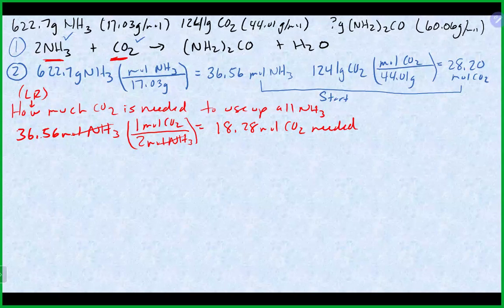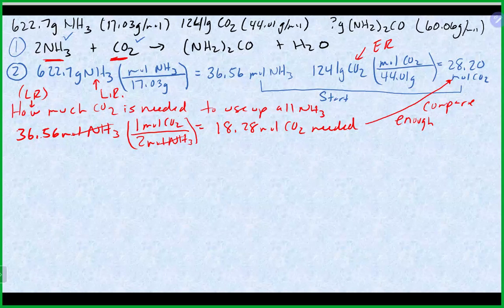At this point, we can compare how many moles of CO2 we need to how many moles of CO2 we started with. On that comparison, we see that we need about 18 moles. We have 28 moles to start with. We do have enough. Because we have enough, the CO2 here is our excess reagent, and by default, the NH3 is going to be our limiting reagent. Any questions on how to determine that?